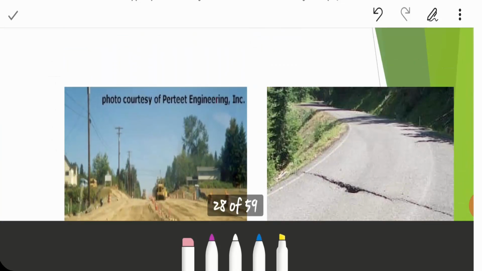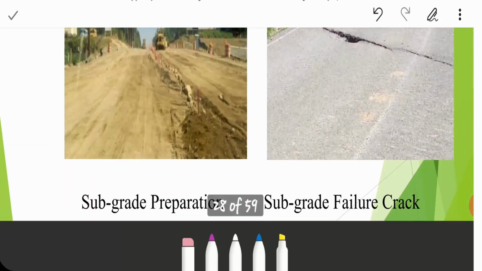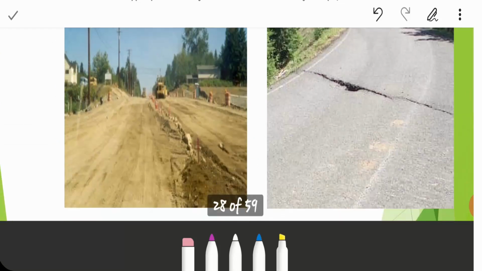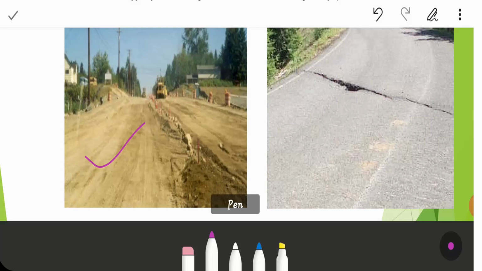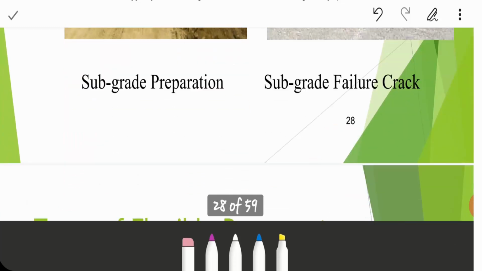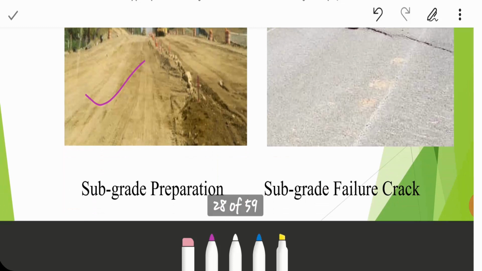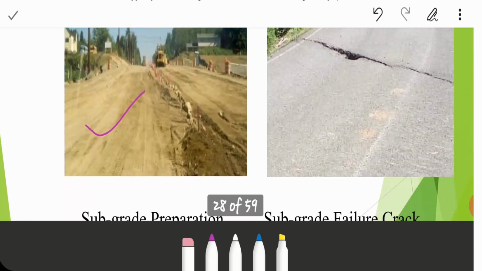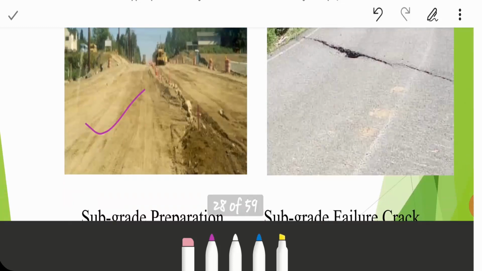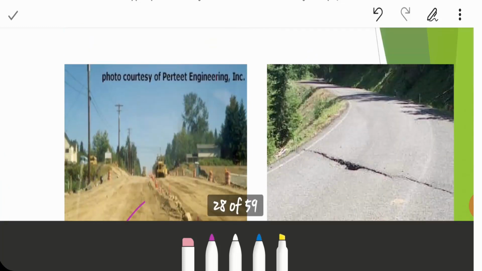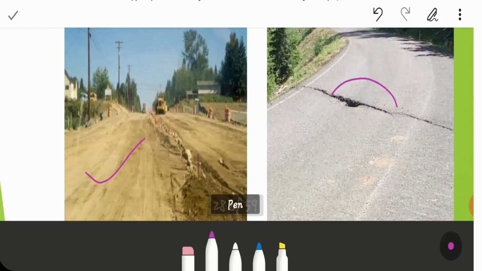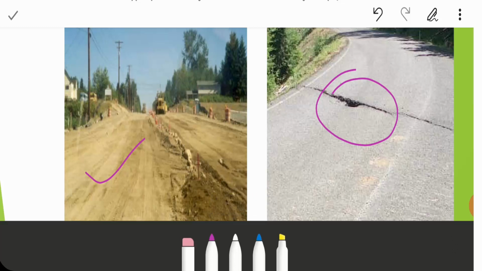You can see the picture. Okay, this is the picture of subgrade. If the subgrade fails, then cracks will be shown. This is the crack on the road. So subgrade is the most important thing.